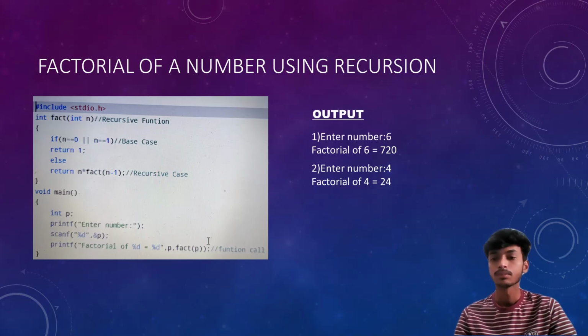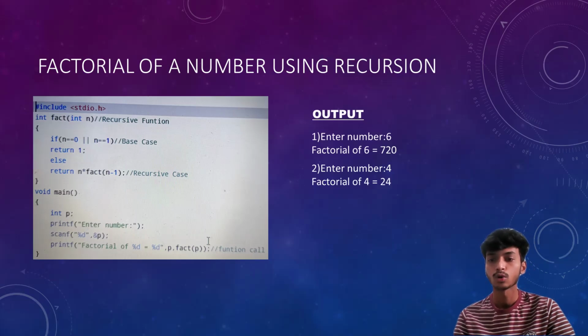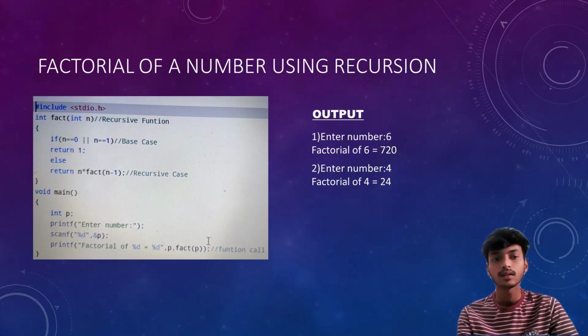For example, 5 factorial can be written as 5 into 4 factorial, and so on. So we return n into fact of n minus 1, that is, n into (n minus 1) factorial. This return statement in the else is the recursive case, and the earlier condition is the base case. Now let's see the main function. We have declared an int variable p, taken input from the user, and printed the factorial. Here, in the printf statement, we call the function. We can call the function outside also, but I called it in the printf statement itself.